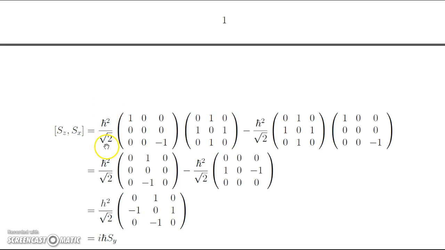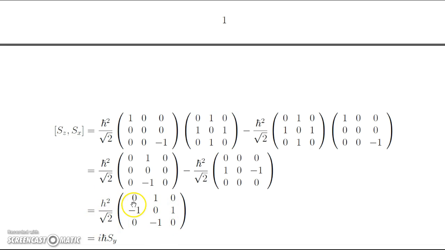We have ħ squared over root 2 once again, times 1, 0, 0, 0, 0, 0, 0, 0, negative 1, which is the Sz operator. We have 0, 1, 0, 1, 0, 1, 0, 1, 0, which is the Sx operator. We subtract the other product in the other way, and when we do the matrix products, we have ħ squared over root 2 times 0, 1, 0, 0, 0, 0, 0, negative 1, 0. Then we subtract ħ squared over root 2 times 0, 0, 0, 1, 0, negative 1, 0, 0, 0. And we get this matrix as follows.